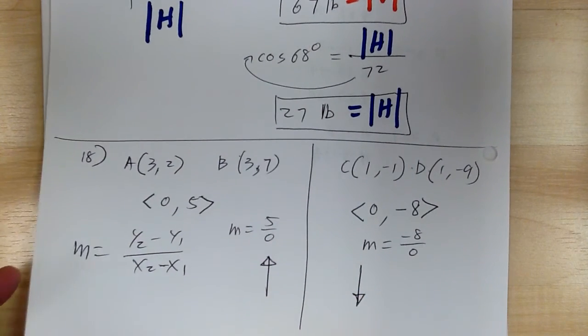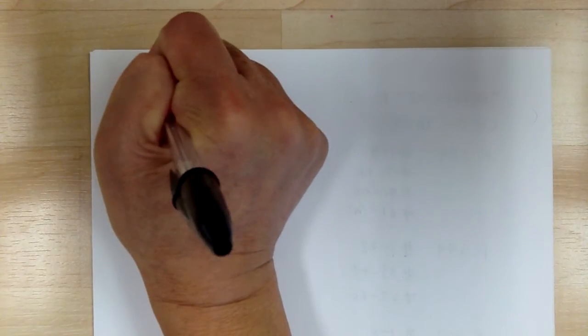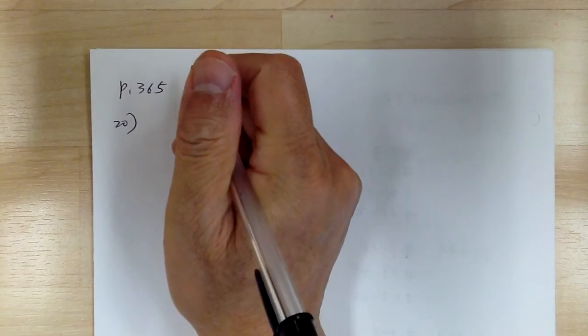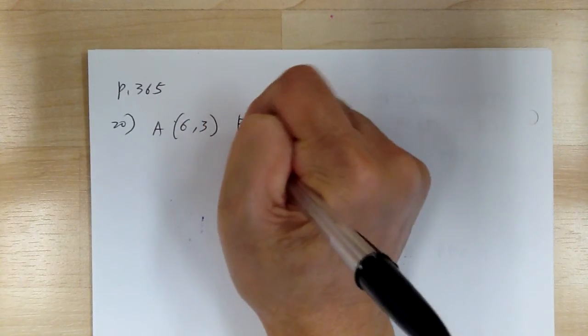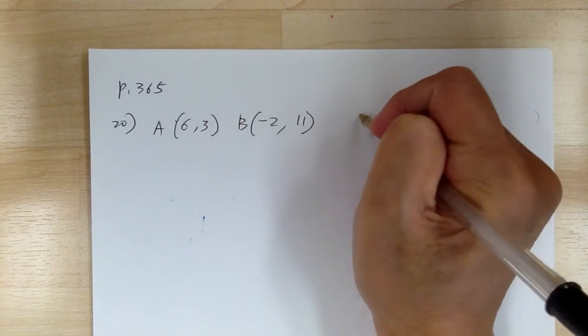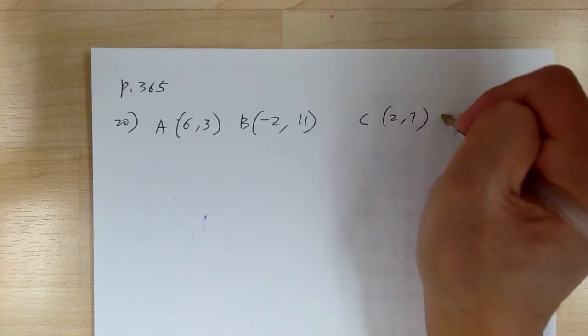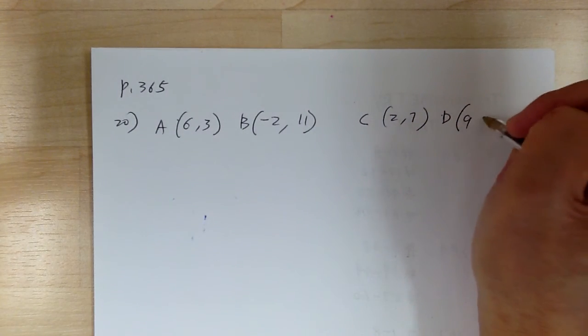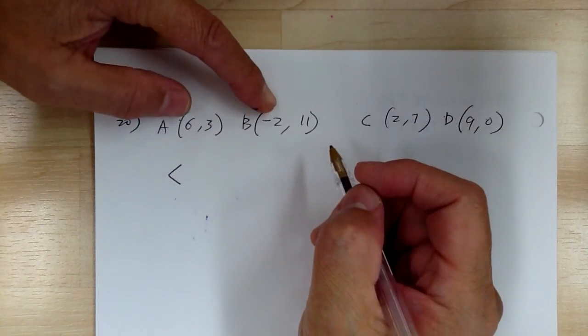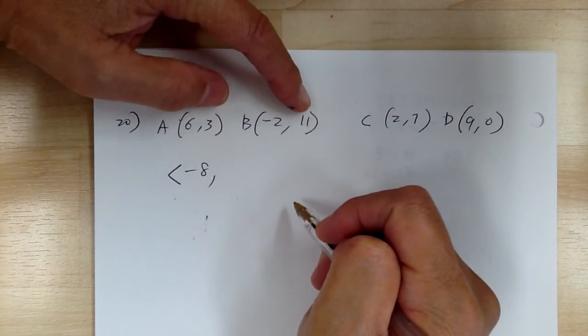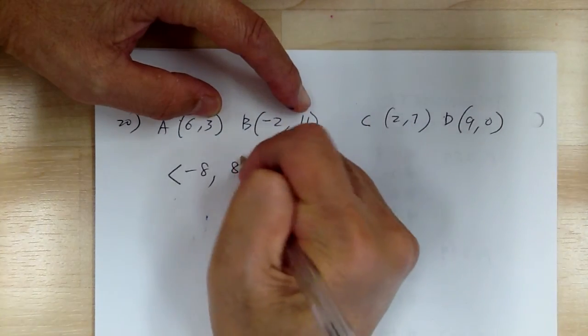So let's go and do another one. Let's go and do number 20. Okay, so number 20, the point A is (6, 3). B is (negative 2, 11). And C is (2, 7). And D is (9, 0). So again, let's figure out the vector. Negative 2 minus 6 will give you negative 8. 11 minus 3 will give you 8.